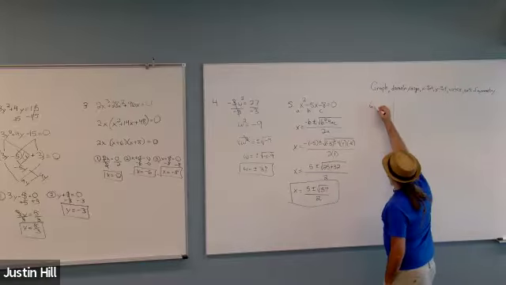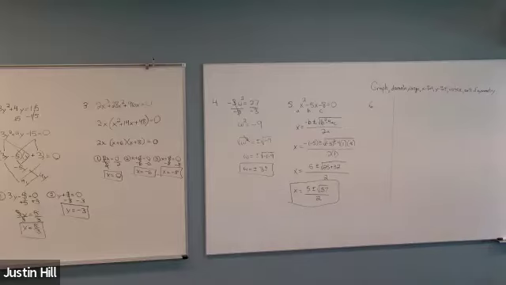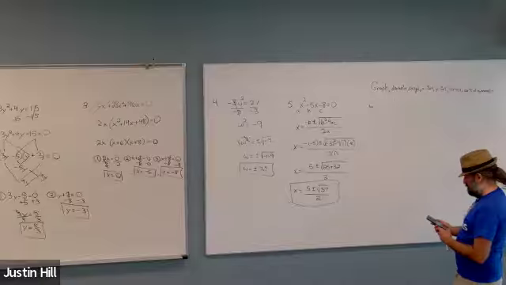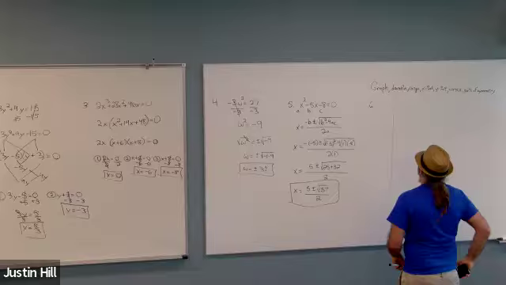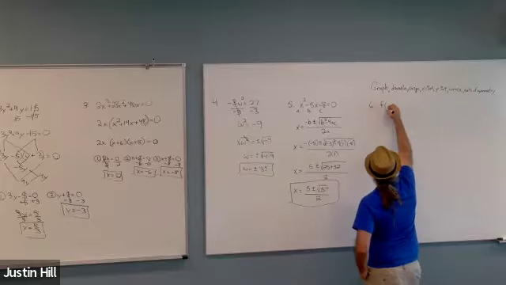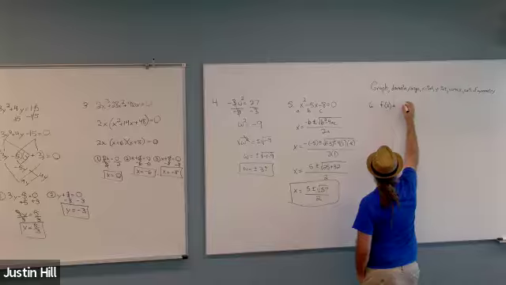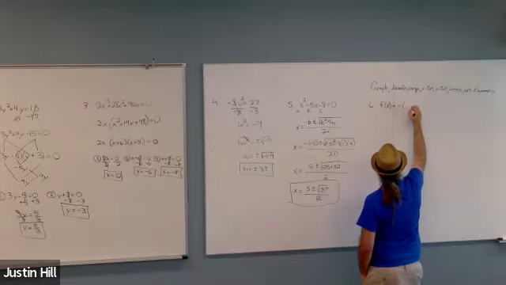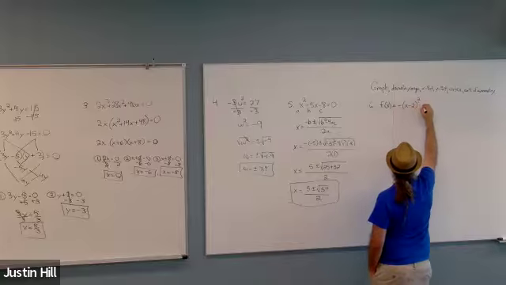So for instance, something like this. I'm going to ask you to graph and find all that stuff for negative (x minus 2) squared plus 3.